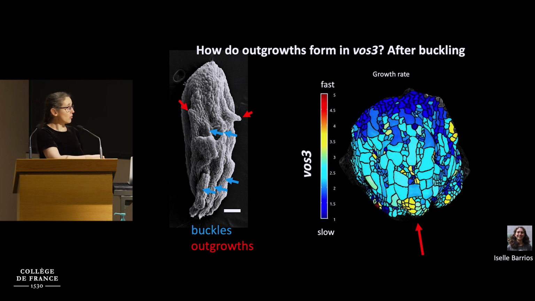So these outgrowths, I've been telling you the buckles form just by overgrowth in general of the sepal surface. The outgrowths form by too much growth and division at certain localized points. And so they're distinct from the buckles. They really are growing too much right here to make these little pointed structures.